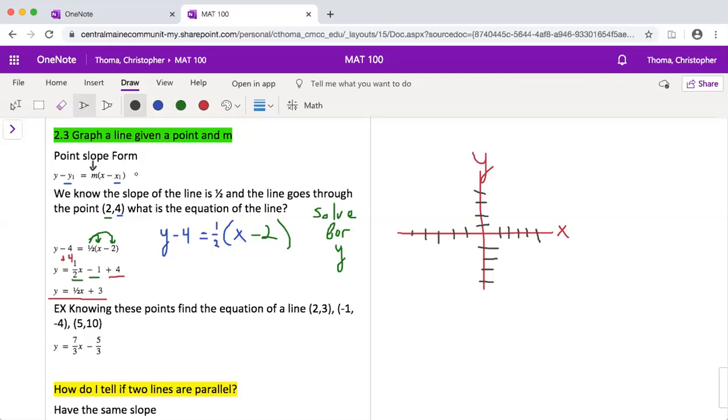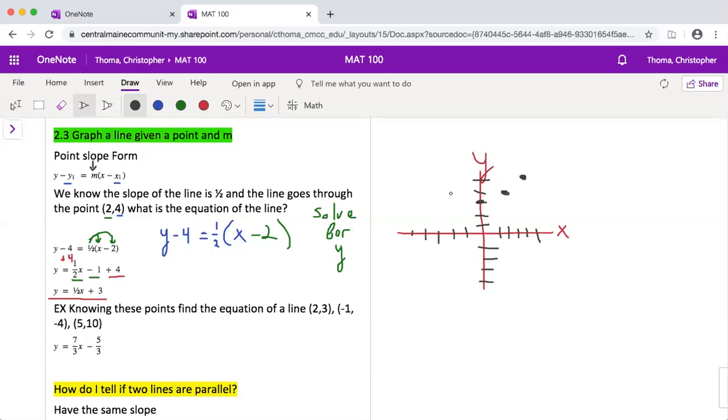But anyway, we already know (2, 4), right? So go over 2, up 4, right? And then my slope says 1/2. So I can go up 1 over 2. Or I can go down 1 and to the left 2.